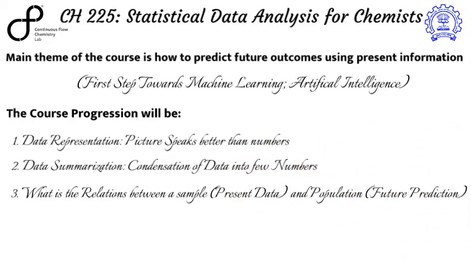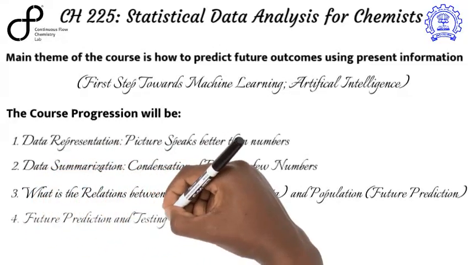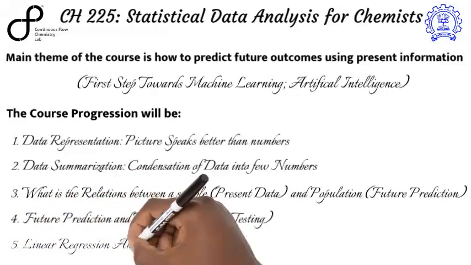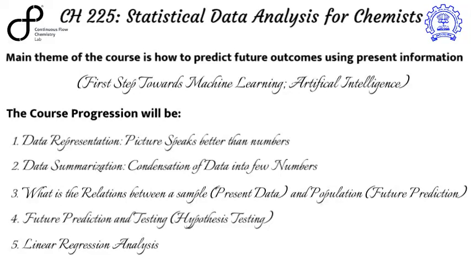We will then develop a model for the relationship between the current information, which we refer to as sample, and the future outcome, which is referred to as population. We will learn the analysis of normal and standard normal distributions. Once we have developed these models, we will use these to predict future outcomes. We will then develop some tests to validate our predictions. This is called hypothesis testing. We will then move on to the linear regression analysis.